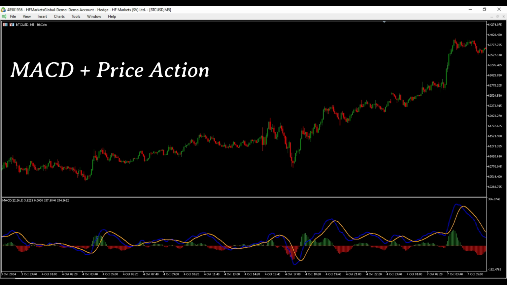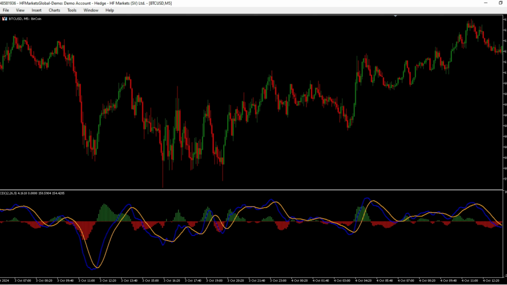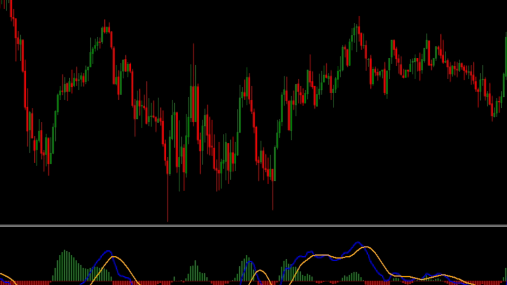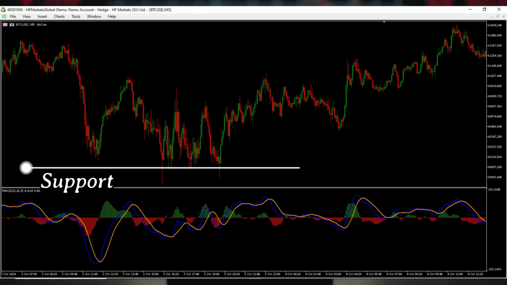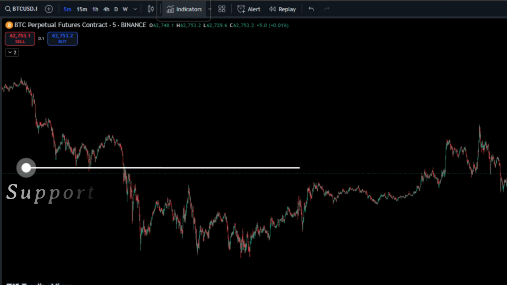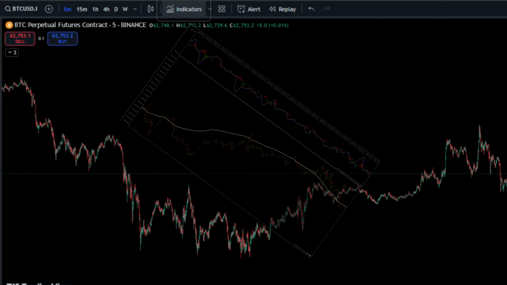You want to identify key support and resistance levels, places where the price tends to bounce. For example, when the price touches support and starts to bounce, it's a signal that upward momentum might be on its way. But don't assume it will bounce every time. If the price breaks through support with momentum, it could keep dropping. Here's where the MACD comes back into play.